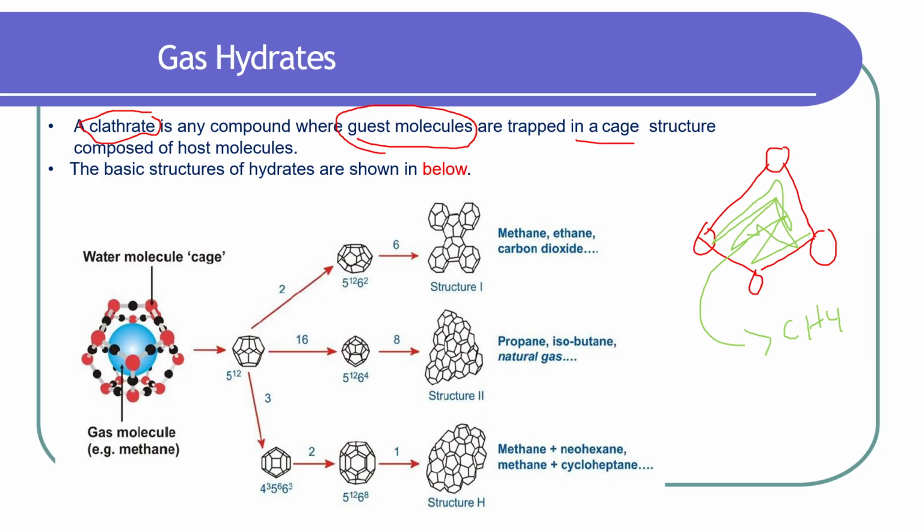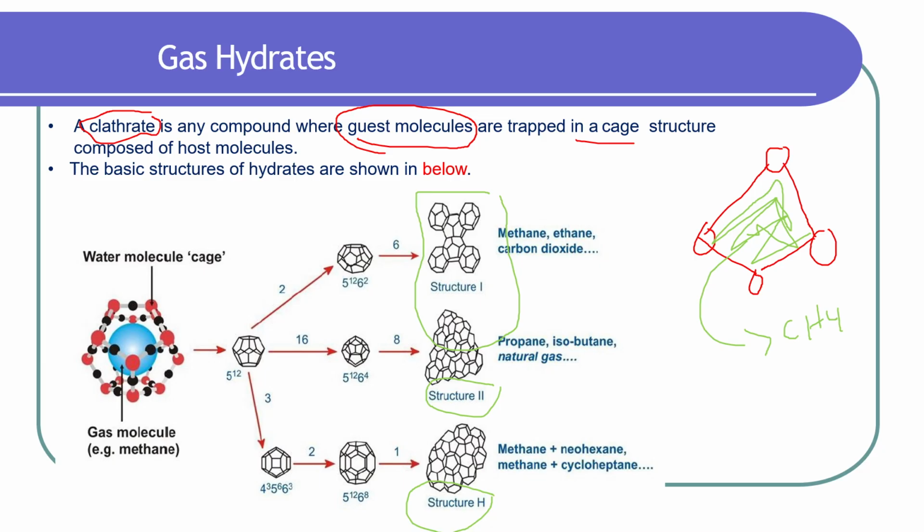And there are mainly three types of structure when we talk about gas hydrate. You have structure 1, structure 2, and structure H. In the next few slides we will look at these. But the most important thing you need to know is what type of gases can be entrapped in these structures.